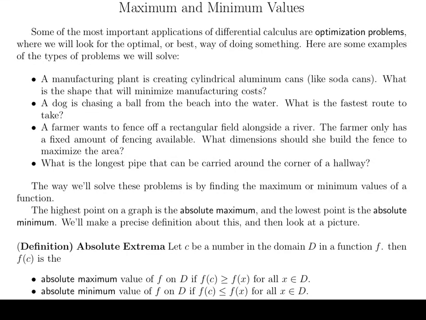So the definition we'll make is for absolute extrema. We'll let c be a number in the domain D of a function f. Then we'll say that f(c) is the absolute maximum value of f on its domain if f(c) is bigger than or equal to f(x) for all x in D. And the other way around, it's the absolute minimum value if f(c) is less than or equal to f(x) for all x in D.